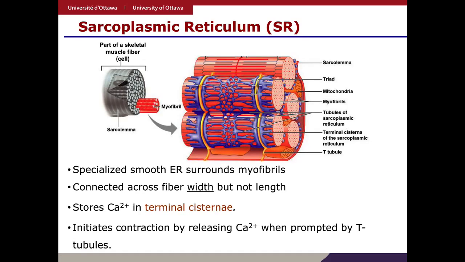The sarcoplasmic reticulum, or SR, is a modified endoplasmic reticulum that surrounds each myofibril like the sleeve of a loosely knit sweater. Like the T-tubules, it is connected across the width of the fiber, but not along its length. The SR is thicker near each end next to the T-tubules. These regions, called the terminal cisternae, store calcium ions inside. As you'll see, calcium ions regulate muscular contraction, and the SR is stimulated to release calcium in response to signals from the T-tubules.